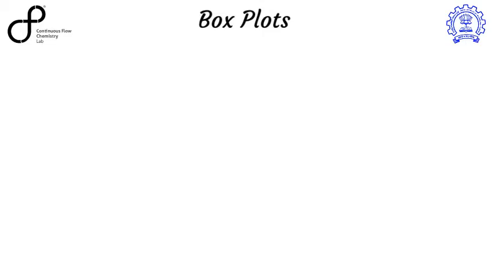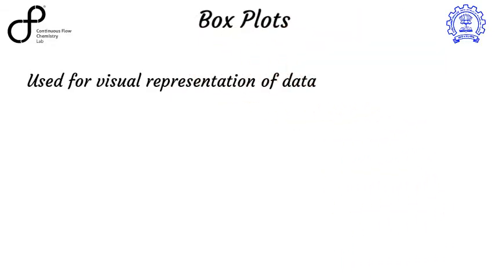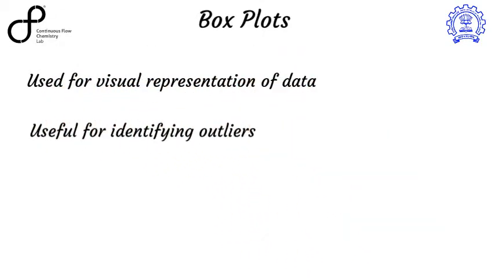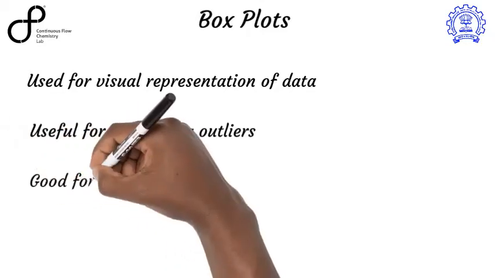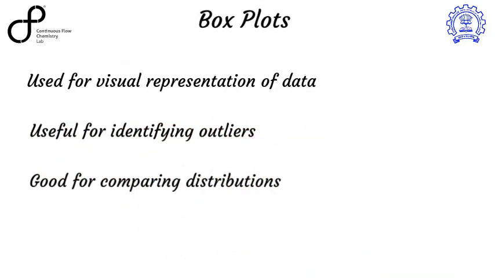We have already discussed techniques for visually representing data, such as histograms, frequency polygons and stem and leaf plots. In this section, we present another important graph called a box plot. Box plots are useful for identifying outliers. These are also very helpful in comparing distributions.